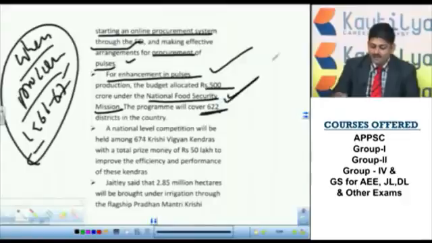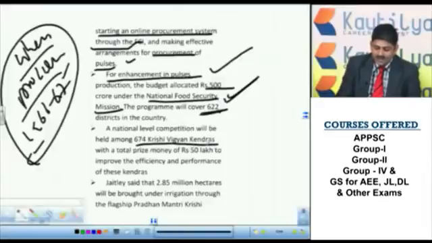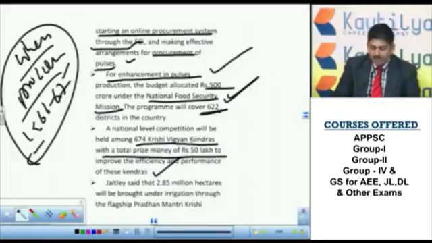These are very, very important. Next, 674 Krishi Vigyan Kendras with a total prize money of 15 lakh to improve the efficiency and performance of these Kendras. The Government of India already established these Krishi Vigyan Kendras. Now, in order to imbibe a spirit of competition, this prize money was declared.